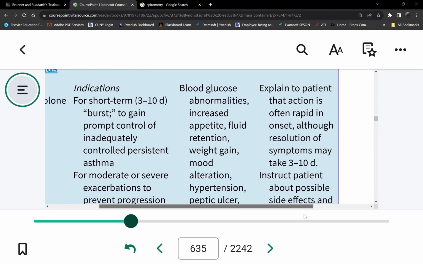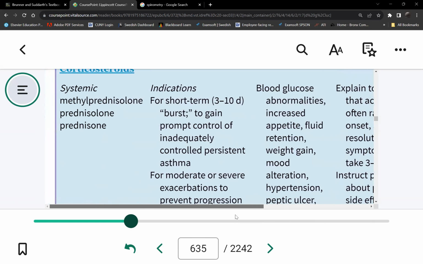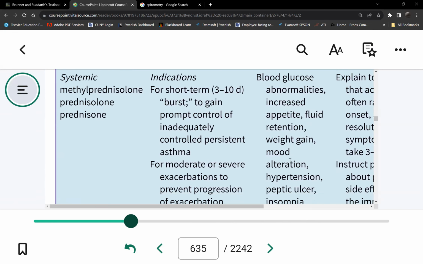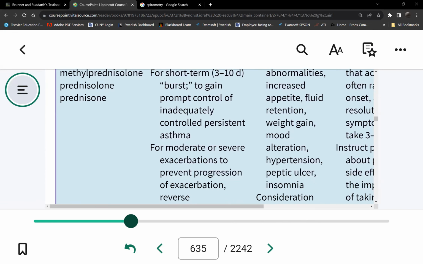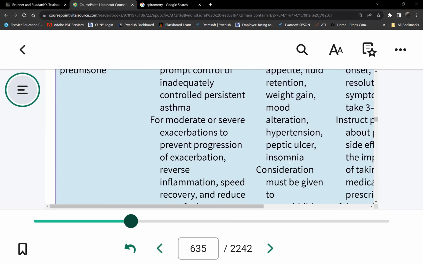Please be responsible with reading your nursing responsibilities. Okay, what to teach the patient. What will happen to sugar here? Increased blood glucose. What else? What happens to their susceptibility to infections?